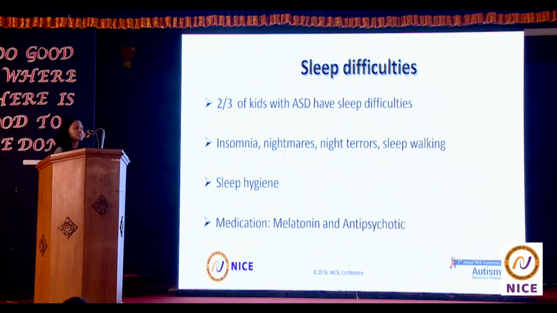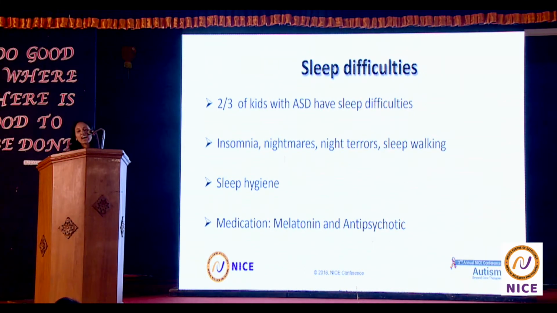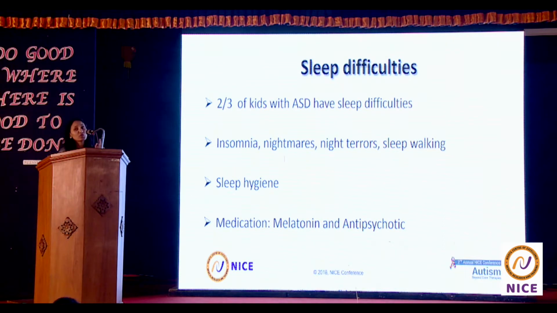Sleep difficulties: nearly two-thirds of kids with autism have sleep difficulties in the form of insomnia, nightmares, night terrors, or sleepwalking. Before moving to the medication option, we have to try good sleep hygiene. Not only the child, the family should follow good sleep hygiene, because nowadays, because of social media, even we adults are not following good sleep hygiene. So before moving to any medication, especially with a child, as Dr. Kannan already mentioned, please make sure we try all the sleep hygiene or behavioral strategies before starting medication.